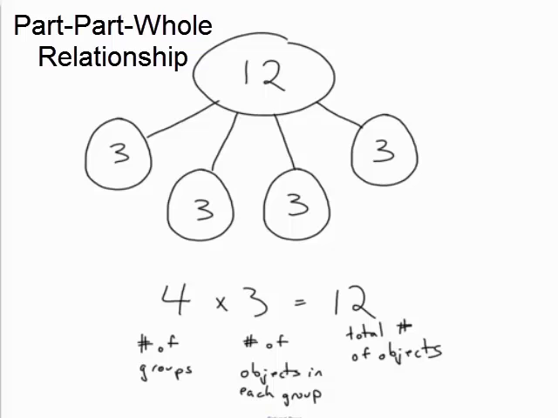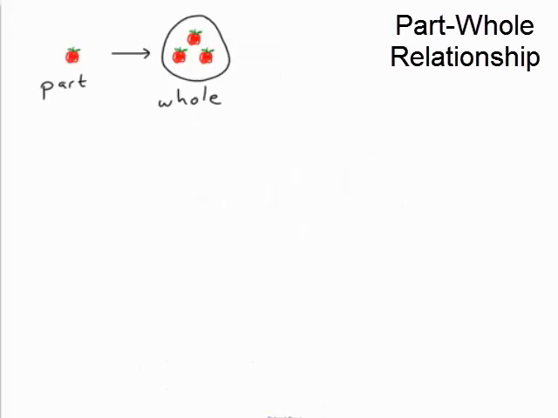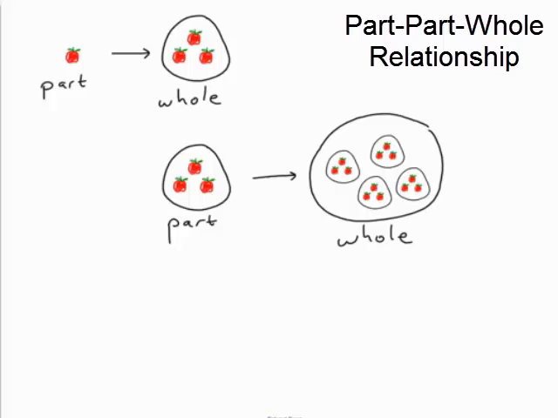This strange-sounding combination is an extension of a part-whole relationship. The part-whole relationship simply says that you have a whole object, such as a bag of apples, that is built up from many parts, such as the individual apples. The part-part-whole relationship simply takes this one step further and says that the apples are part of a bag and the bags are part of a box.